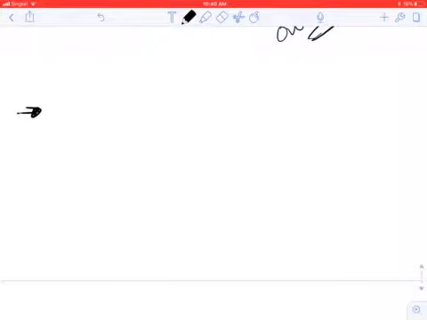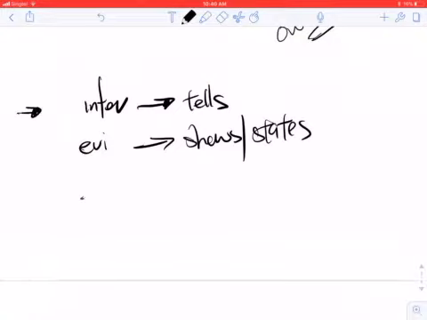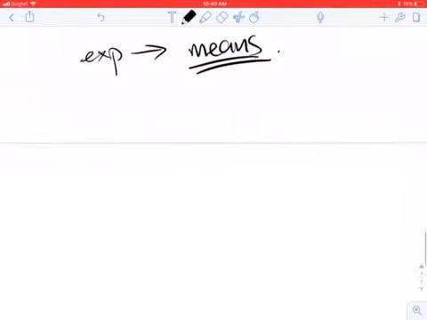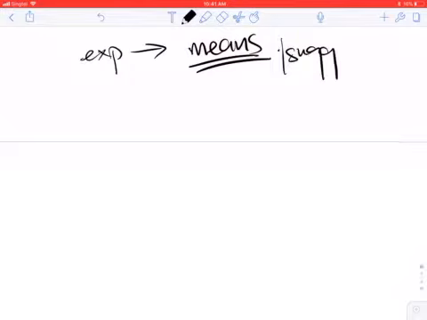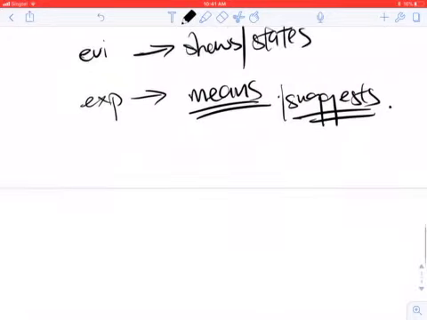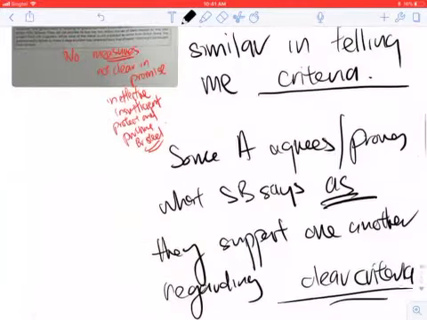Okay, next, remember your keywords are for inference, please use tells. For evidence, use shows or states. For explanation, use means. Okay, so these are the key things or suggest. Okay, make sure everything is very, very clearly written down. Okay, so that's for basics number 2. So please revise.